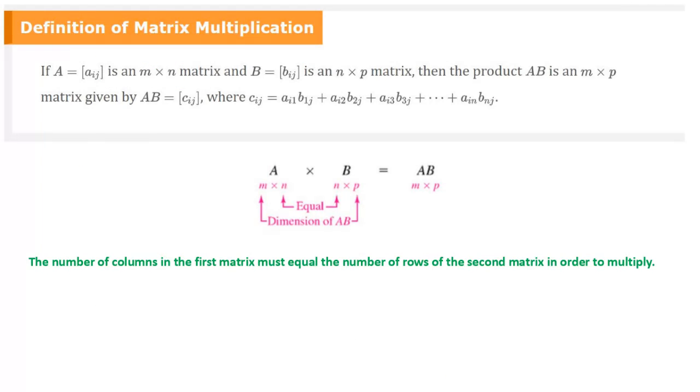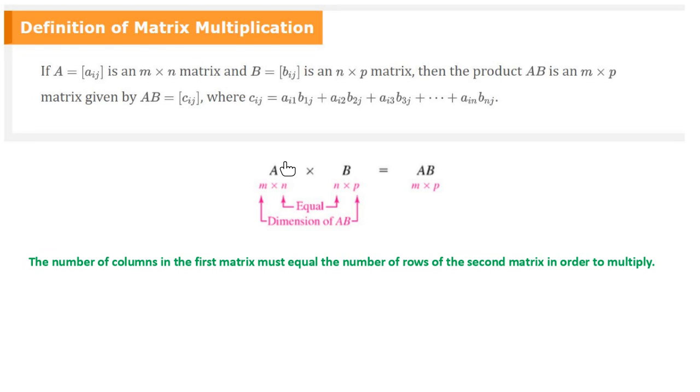So, multiplication of matrices. In order to be able to multiply matrices, you always want to start off by looking at the dimension, the order. So here, for example, this matrix A is an m by n matrix, and this matrix B is an n by p.